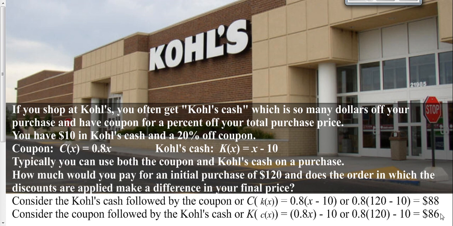Now, which one of these do you think the store will actually do? Because they only do one of them. They actually only go ahead and do the first one here. From your perspective, you're still getting both coupons, but from the store's perspective, they're getting more of your money. So it's better for the store to have them do the Kohl's cash first, followed by the % off coupon. It's not better for you, but it's better for them.